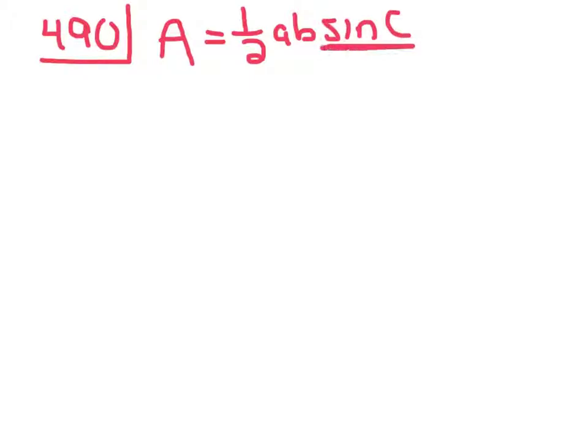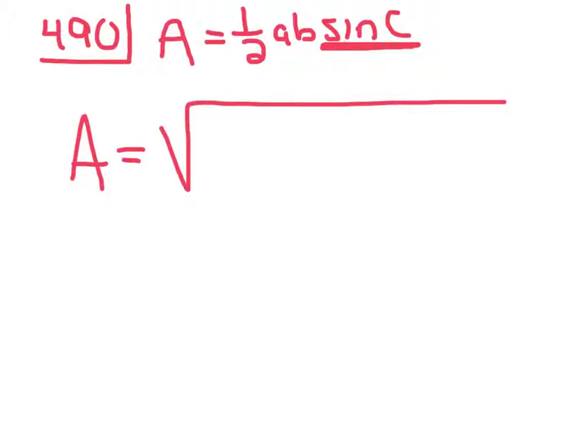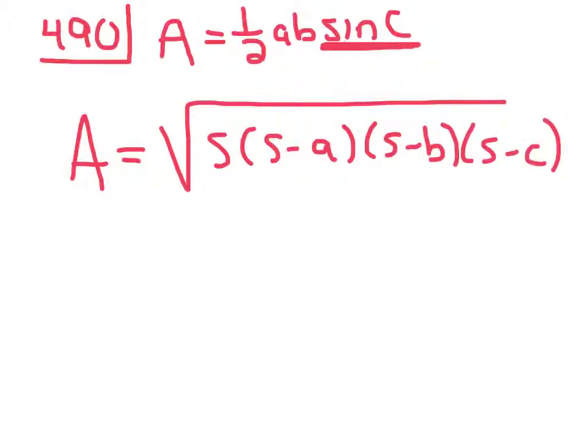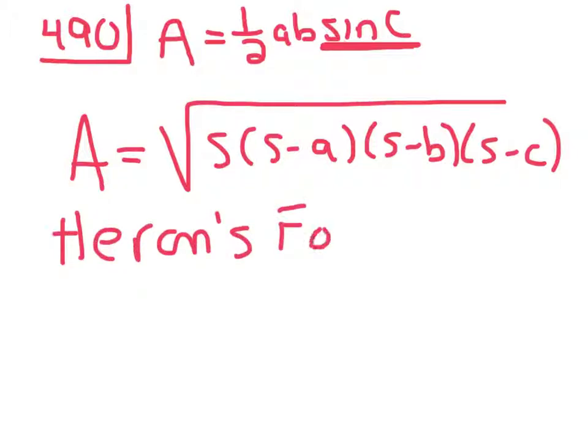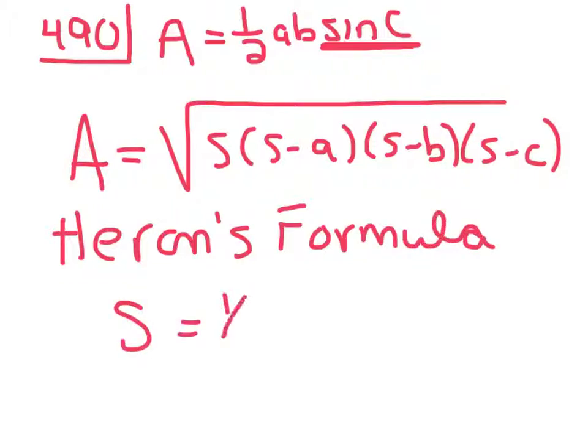And go through a lot of algebra to redefine the sine of C in terms of other sides of the triangle using law of cosines. So it's kind of a combination of law of sines and law of cosines. You can check it out on page 490. And they end up with the area being equal to the square root of S times S minus A times S minus B times S minus C. This is called Heron's formula. And S stands for 1/2 the perimeter.